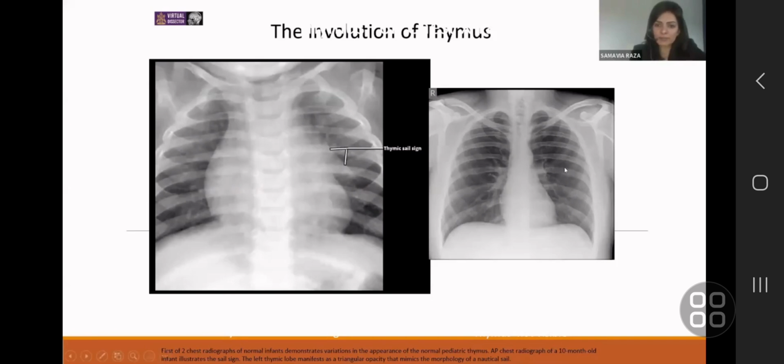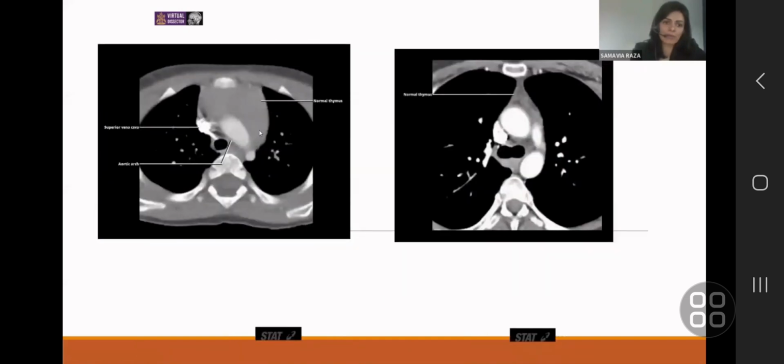Over time, you see how that changes to this. The likelihood of you seeing a hyperplastic thymus, even on an X-ray, in an adult is nil, near nil. You will see it on a CT. So that's how it looks in a child. You ideally want it soft tissue or a bit fatty.